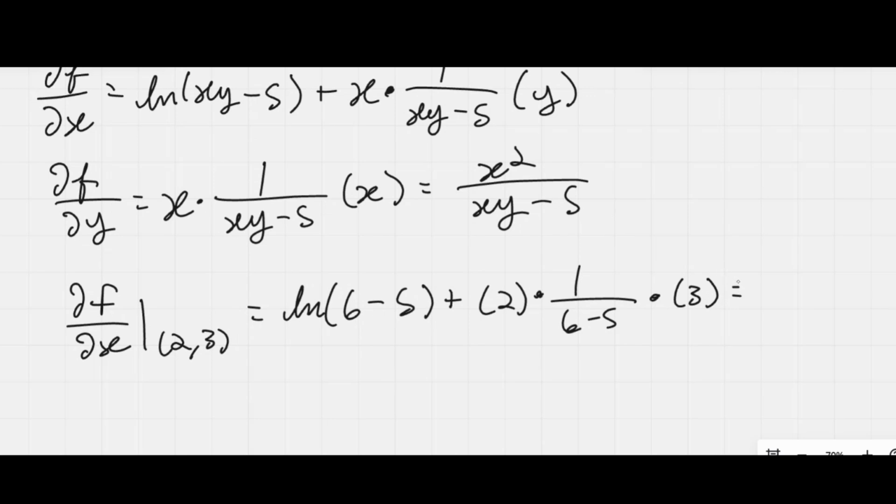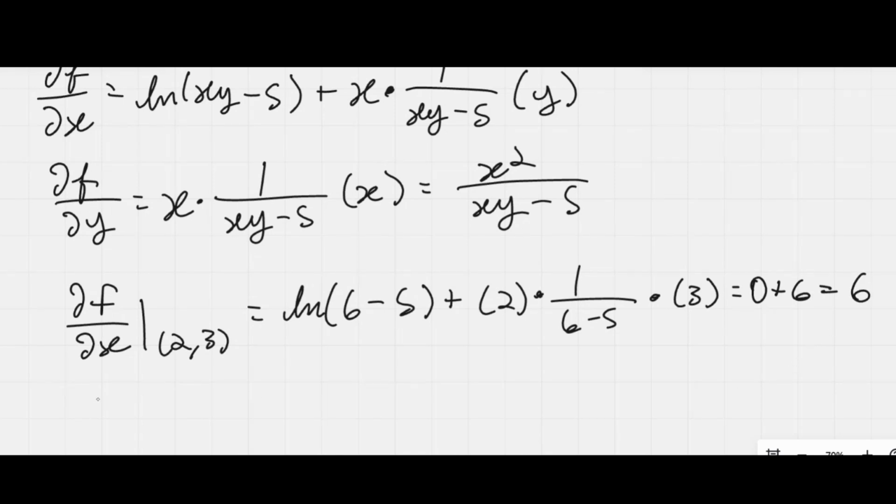So we have 0 plus 2 times 1 over (6 minus 5). 1 over (6 minus 5) is 1. Therefore, 2 times 1 is simply 2. Times 3 is going to be 6. So 0 plus 6. Hence, we're just left with 6.